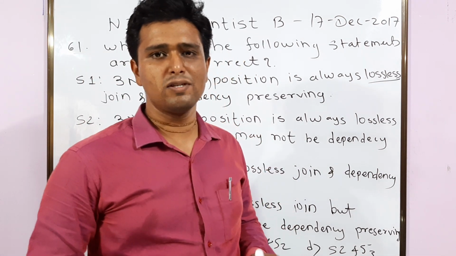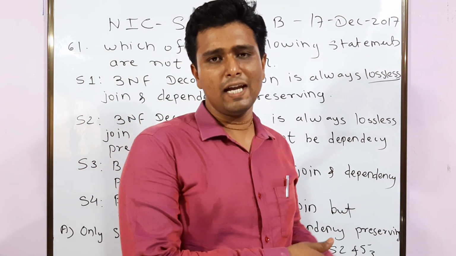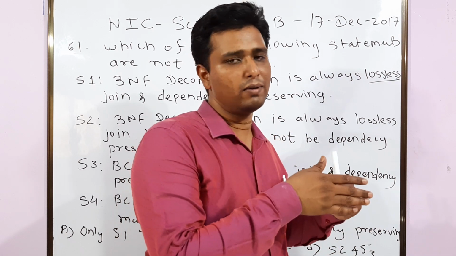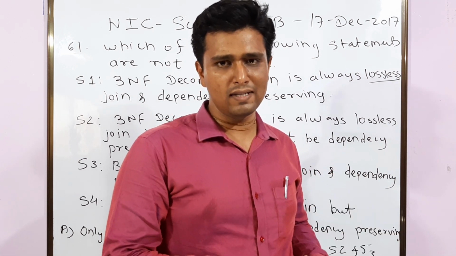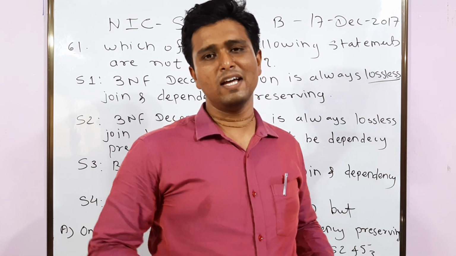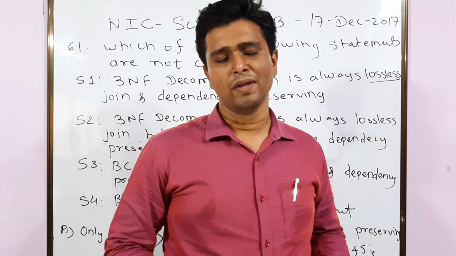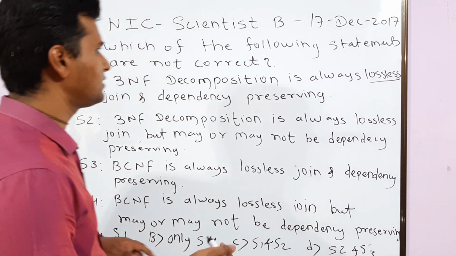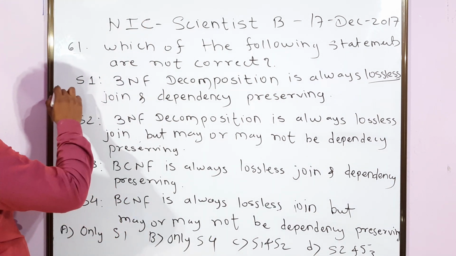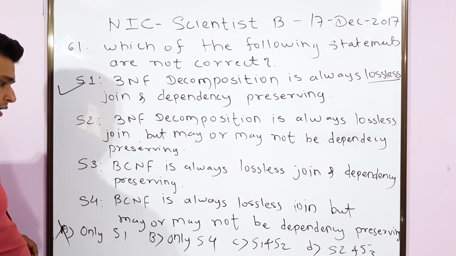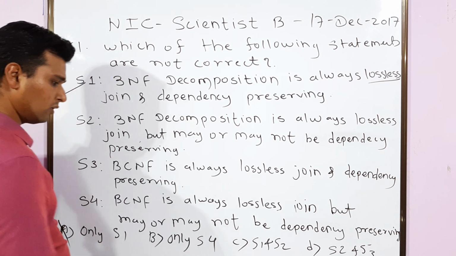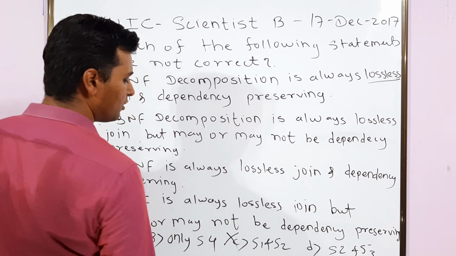So understand the principle. You can prove that also. When we convert a table from 2NF to 3NF, that 3NF decomposition is always lossless as well as functional dependency preserving. According to this rule, you can prove that S1 is correct. Okay, so now among the options given, only S1, I will drop that option, and again S1 and S2, I will drop those two options.